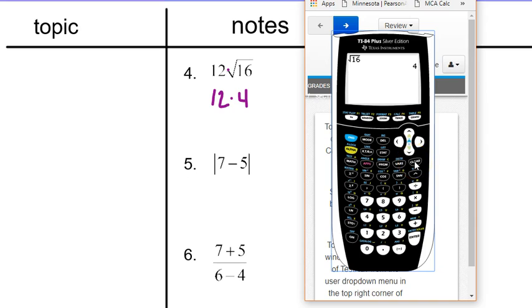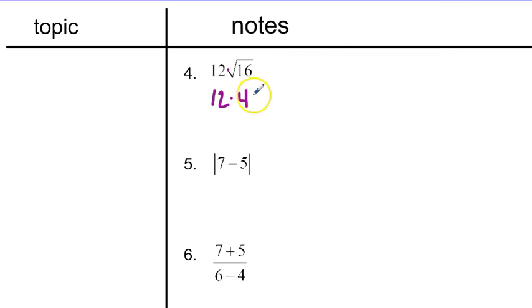All right, so boundaries with our calculator. To get the square root button, you have to press this blue button, and then you press the x squared button, because you can see that the square root button is right above the x squared button. So then that gives you your square root. You will be needing that, so make sure you follow along and know how to use that. Now we have 12 times 4, which is 48. So our final answer here would be 48.